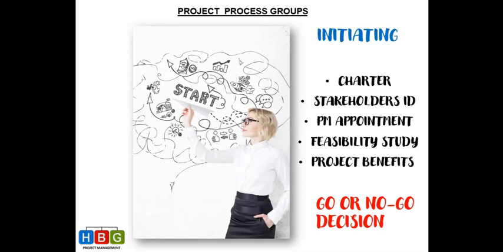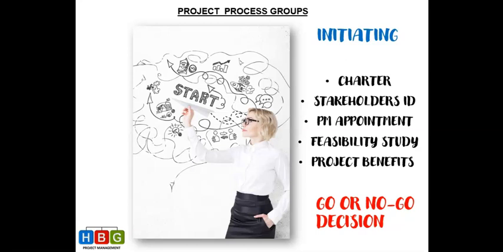Now, the major outcome of initiating is a go or no-go decision that needs to be made. So in other words, once we've done our feasibility study, we looked at the charter and the benefits, we need to decide, is this project feasible? Can we go with the project, or is it a no-go and it's not feasible? So if it's a no-go, obviously the project will be stopped right there. But if the decision is, yes, this is feasible, we can do it now, we are going to make some money out of this, then a go decision is then made. And then we move on to the next process group.